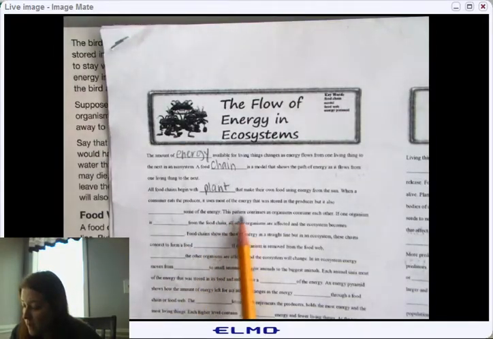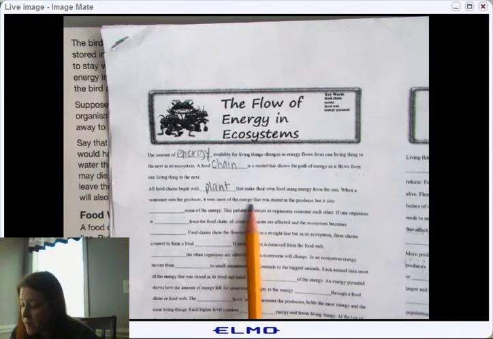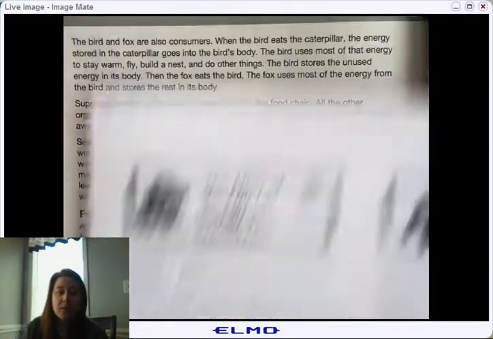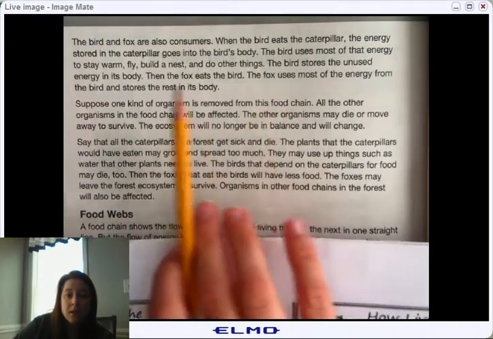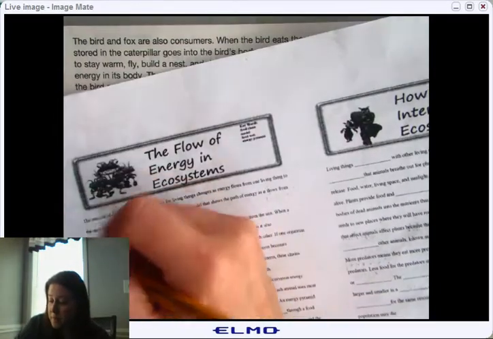Okay? When a consumer eats a producer, it uses most of the energy that was stored in the producer, but also stores some of the energy. What does it also do to the energy? It stores some of the energy.